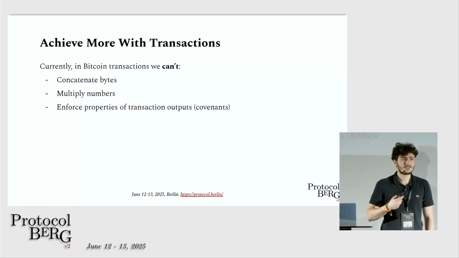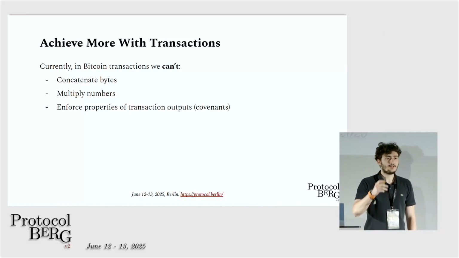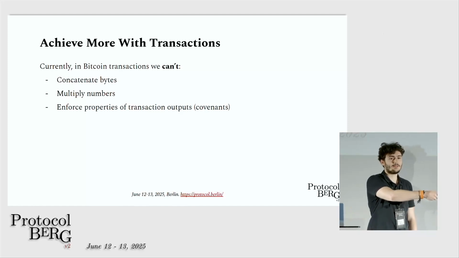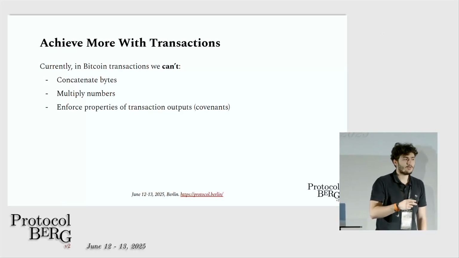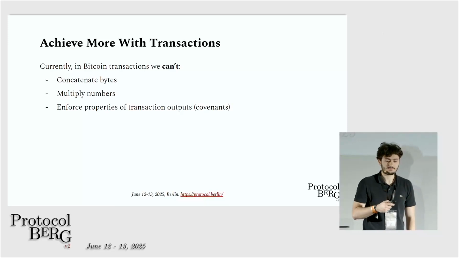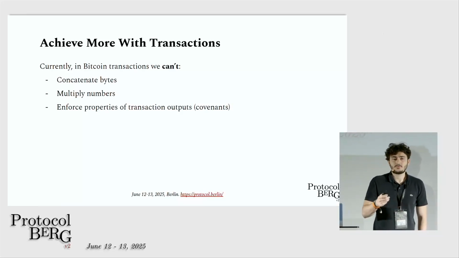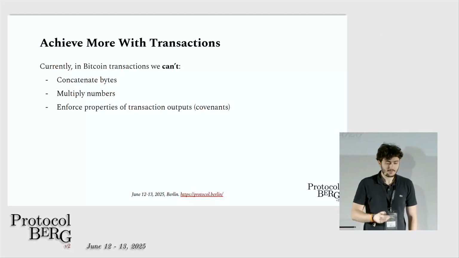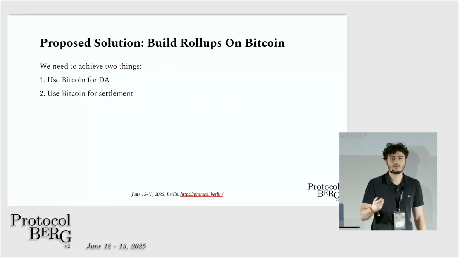And what does that mean? Imagine I send my friend 2 Bitcoin, but I have some conditions. I say to him, either you spend this 2 Bitcoin by sending to some address A, or you send to some address B. There is no such mechanism in Bitcoin to enforce the next spending path of the funds. So that means you can't actually build any kind of useful smart contracts inside Bitcoin. And that's very important. So our proposed solution is building rollups.